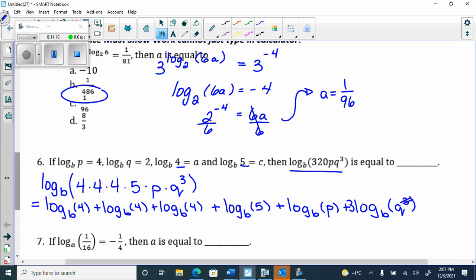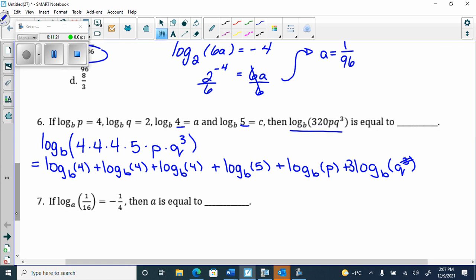I'm way too lazy to rewrite that. So I'm doing that. Okay, log base b of 4 is equal to a plus a plus a plus log base b of 5 is c plus p is 4 plus 3 times q is 2. Yes, it'll result in 6, but I'm not really going to do that. So I have an a plus an a plus an a. So how many a's do I have?